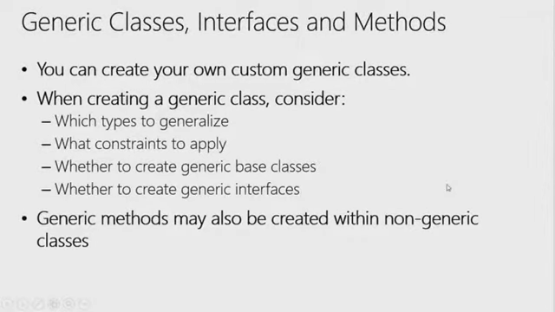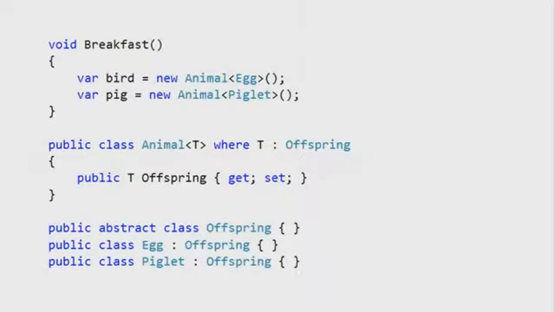So when we talk about defining generics, let's jump to the breakfast example. It's a pretty good one, where we have some simple inheritance. At the bottom we have offspring, and we have both an egg and a piglet. They're both a type of offspring. We don't know what they belong to, but we're preparing it.